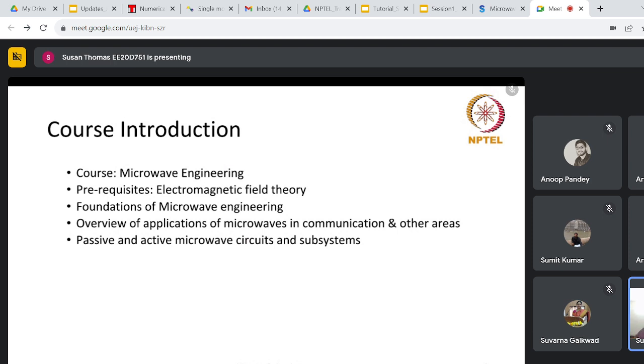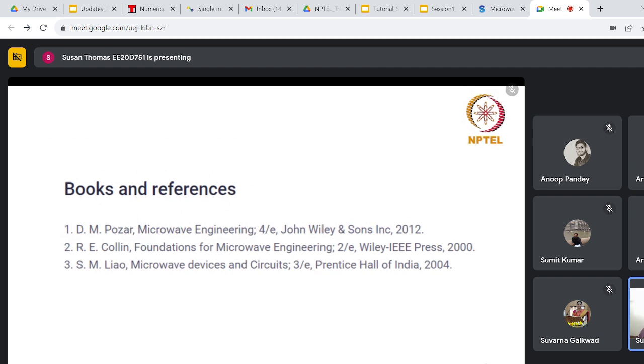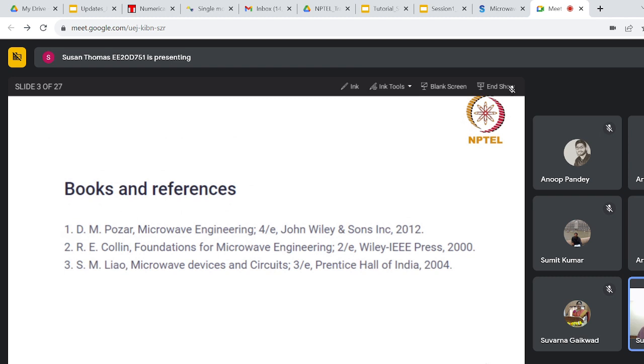In today's session, before moving on in detail, I would like to quote some of the books and references. The list is already available on the NPTEL website. The professor has given these references. Our references need not be limited to these, but these are very nice books wherein we can find really good explanations and fundamentals of microwave engineering.